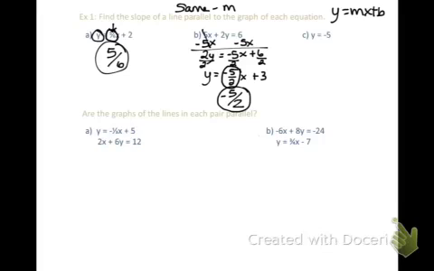Okay, C. I have y equals negative 5. Now again, the y is by itself, and I need to figure out where x is. Well, x is gone, so it must be multiplied by 0. Because 0 times x equals 0x, and 0x equals 0, it takes it away. That's the reason why. So I have the same slope for parallel lines, so my slope would be 0.